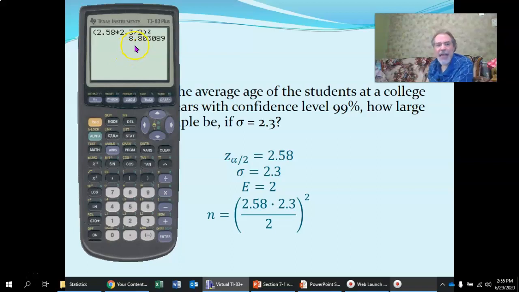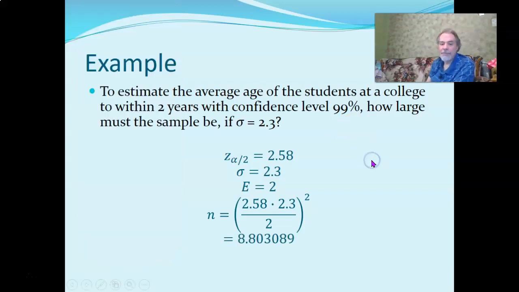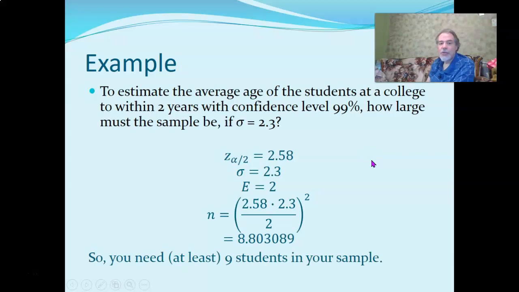And that showed up as 8.8 something. And remember I said we're supposed to round that up to the next whole number. So rounding 8 point something up gives us 9. So you need 9 students, at least. If you have more than that, that's fine, but you need at least 9 students in your sample. You need to go out and randomly select 9 students and find out how old they are and use that for your sample.